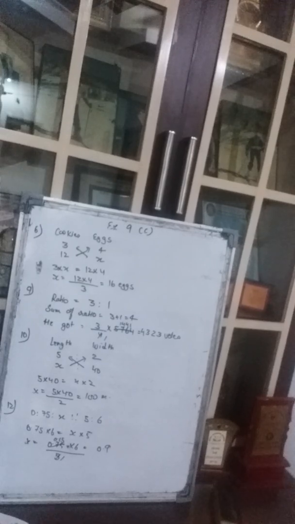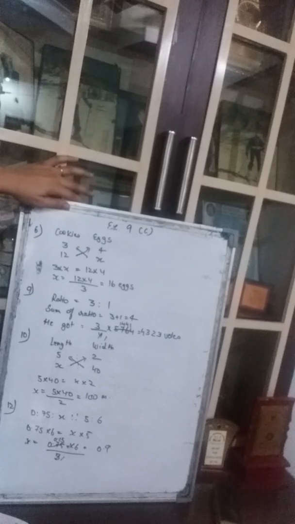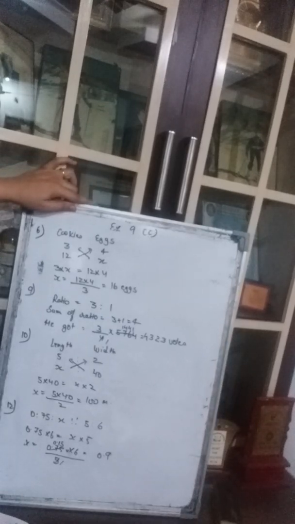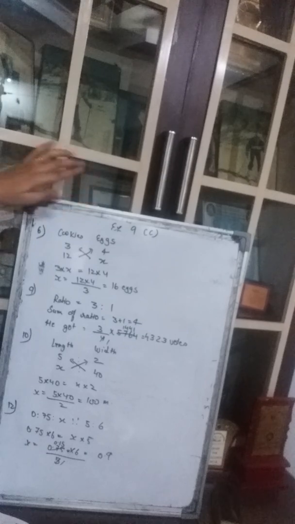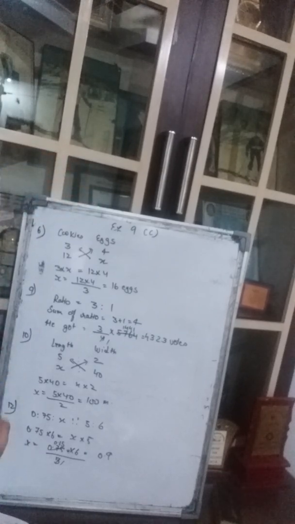Now girls, let's come to the sixth question. Sixth question says that Mrs. Rao was making cookies. She needed 12 dozen. That means she wanted to make 12 dozen cookies. Her recipe for 3 dozen called for 4 eggs. What does that mean? That means that for 3 dozen cookies, she needed 4 eggs.